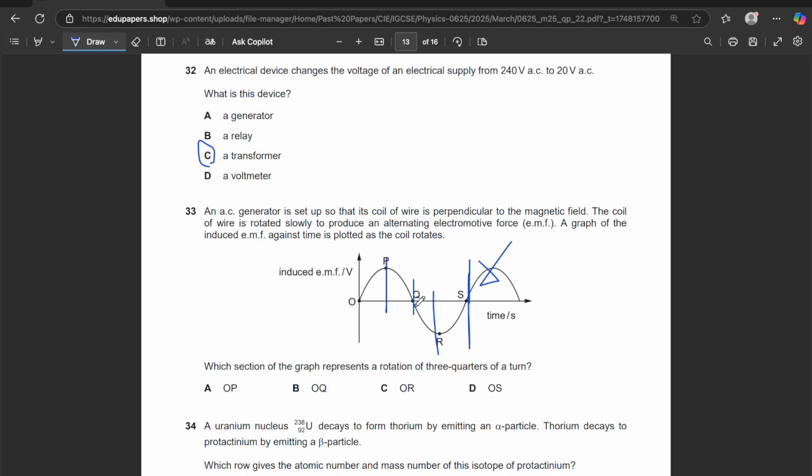So QR is like 3/4 time, and it wants the whole 3/4, so it will be from O to R. So C.